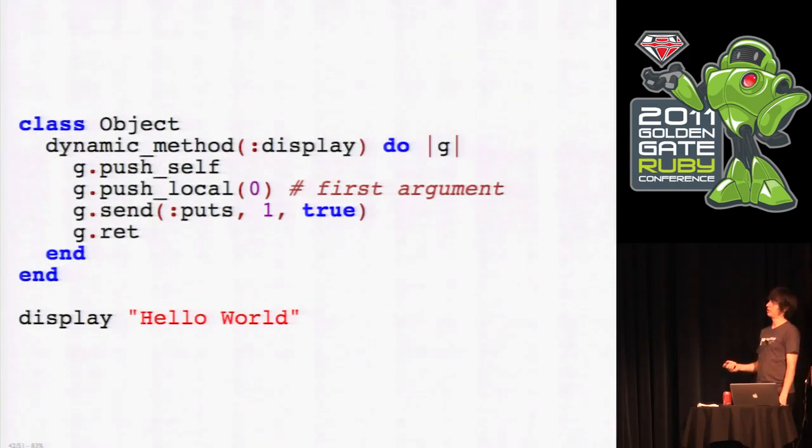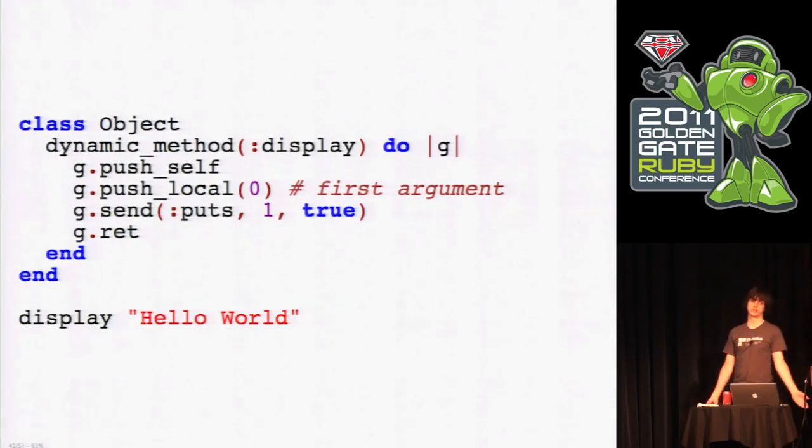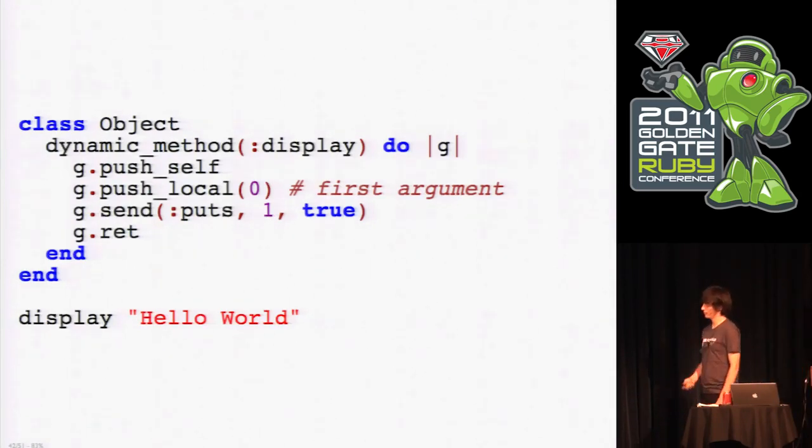So push self, because we want to send the method puts to self, and then we push the local 0, which is the first argument passed to the method. And then when we call send, we tell it that it has one argument and that it may be a private method call. And that's where we just implemented the method display, which behaves just like puts. And yeah, we need the bytecode for actually returning, because on bytecode level there is no implicit return.